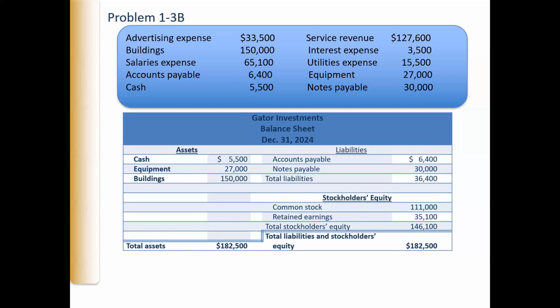Now, guys, we know our assets will equal our liabilities plus stockholders' equity. So it's our job to look at the liabilities. A liability generally has the word payable in it, except for one called deferred revenue. Do you see the two payables we have here? Accounts payable and notes payable. They total 36,400. So we actually, guys, have a completed balance sheet. Our assets equal 182,500. Our liabilities of 36,400 plus our stockholders' equity of 146,100 equals 182,500. We have now completed a balance sheet.